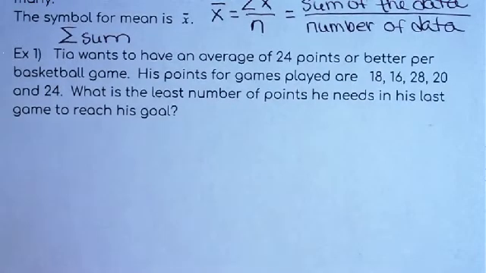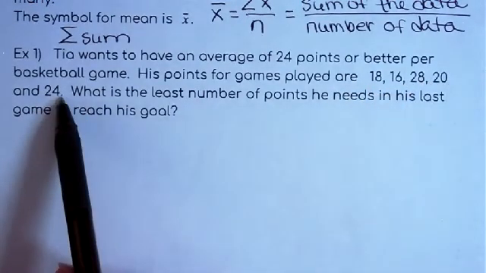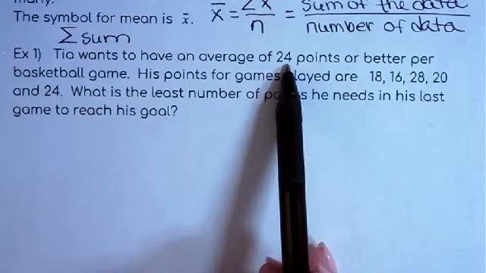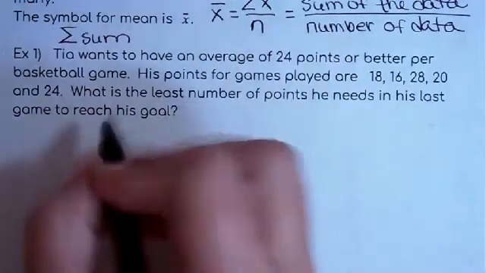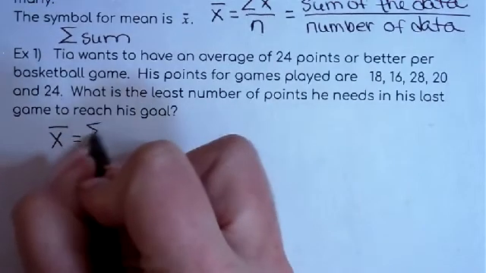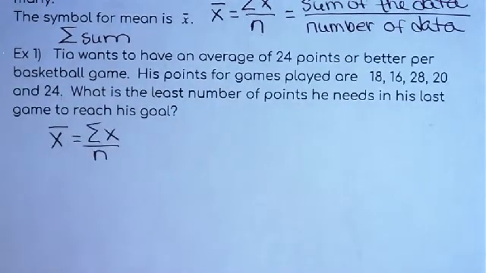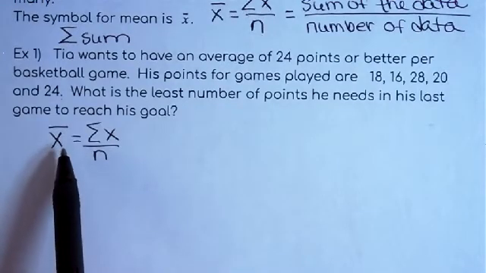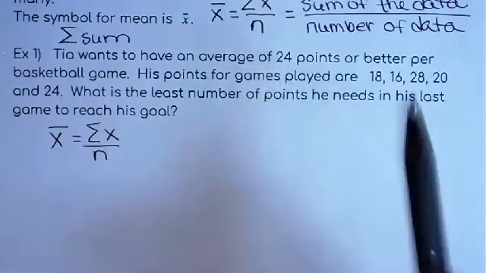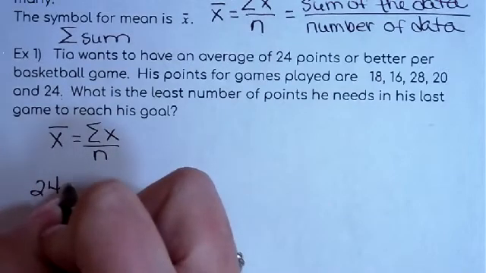Okay, so I want you to think about this. He's got all of these points that he's earned, but he wants his final average at the end of the season to be 24. So we're going to start with our formula right here. X mean equals the sum of X over N. Okay? We already know what our X mean is because it says he wants to have an average of 24. Okay? So X bar or X mean is going to be the 24.